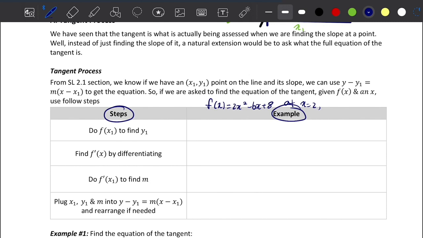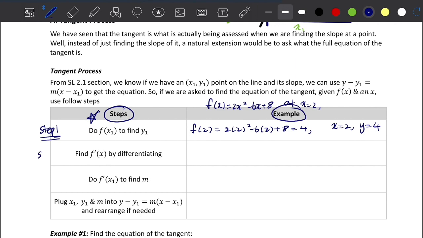To find the equation of the tangent line that meets this function at x equals 2, we need to follow these 4 steps. The first step is finding the y value when x equals 2. We substitute 2 into that function, then we get 4. So when x equals 2, our y value is 4, and this coordinate is for both the function f of x and the tangent line.